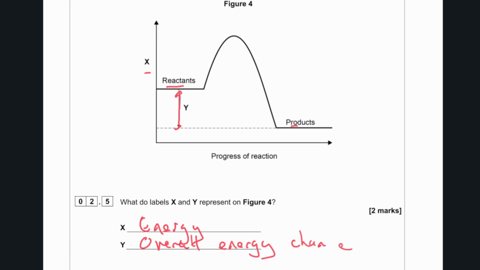And you should hopefully be familiar with these types of graphs. It's essentially showing what happens to the energy in a reaction. You start off with a certain energy level, you end with a certain energy level. The difference between them is the energy level change. But you can see it doesn't occur linearly. You have this big spike and then drop.